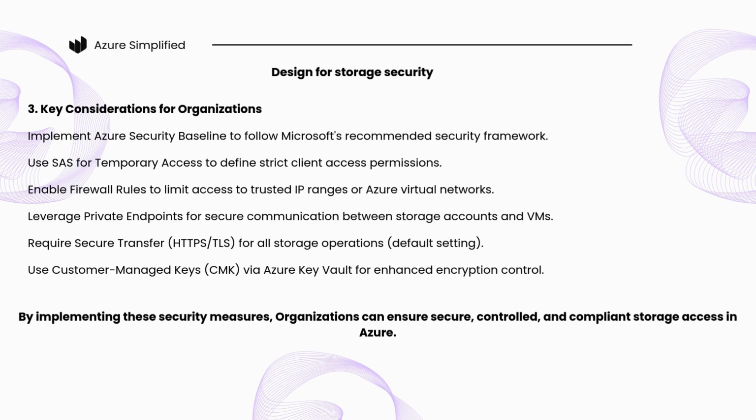3. Key considerations for organizations. Implement Azure Security Baseline to follow Microsoft's recommended security framework. Use SAS for temporary access to define strict client access permissions. Enable firewall rules to limit access to trusted IP ranges or Azure virtual networks. Leverage private endpoints for secure communication between storage accounts and VMs. Require secure transfer, HTTPS, TLS, for all storage operations, default setting. Use customer managed keys, CMK, via Azure Key Vault for enhanced encryption control. By implementing these security measures, organizations can ensure secure, controlled, and compliant storage access in Azure.